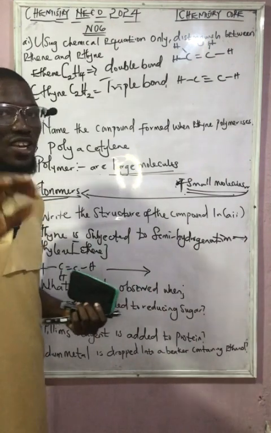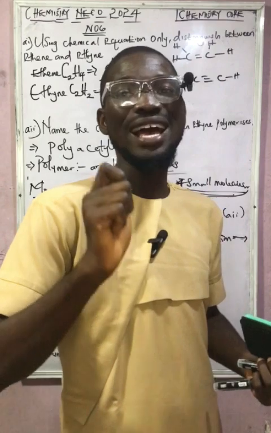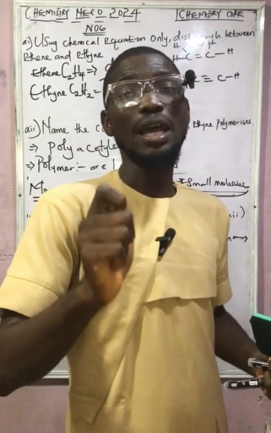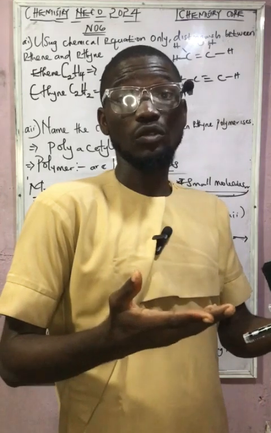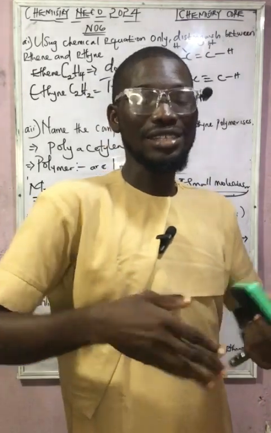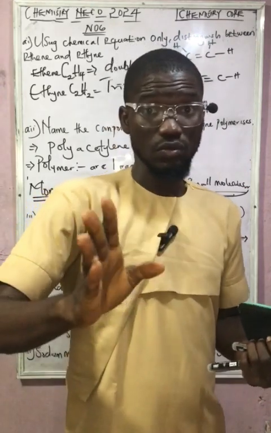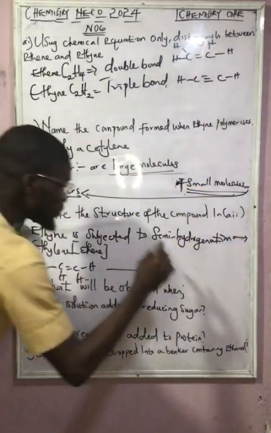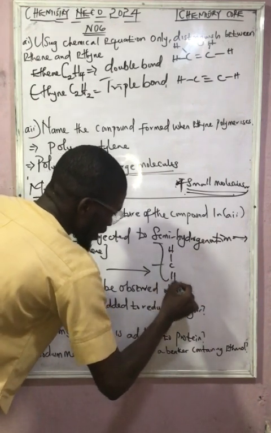And note that for every polymer, we have two types: the natural polymer as well as the synthetic polymer. Those natural polymers, we have them naturally from protein, are you with me now? Fat and oil. But the synthetic polymer is common in our environment, the polythene or nylon. So for this, we are having one hydrogen atom here, carbon is here, hydrogen is here.